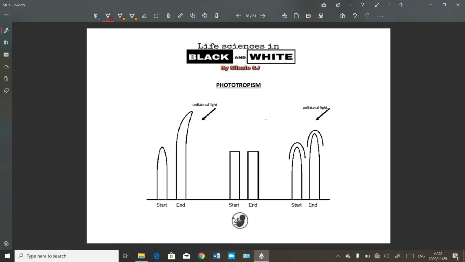Today we'll be discussing phototropism, which is a growth movement of part of a plant in response to a stimulus. Let us assume we have unilateral light. And then we know that the apical part of a plant will secrete auxins. And then auxins stimulate growth but are sensitive to light.